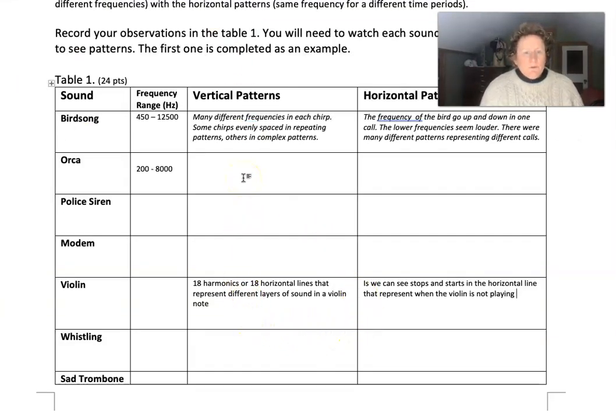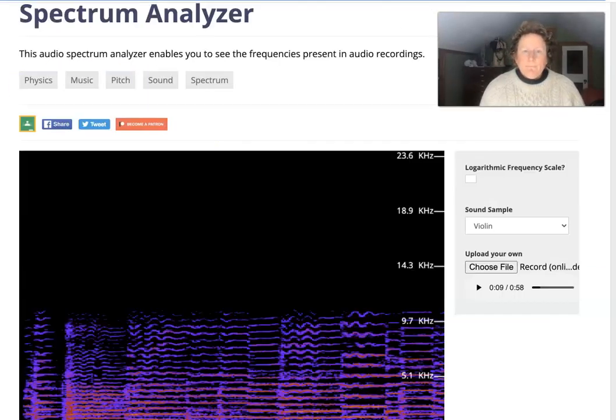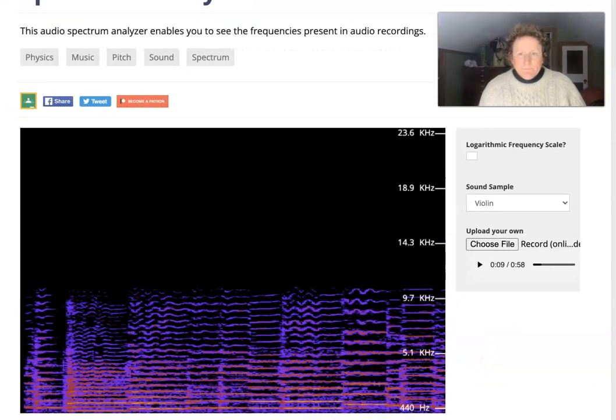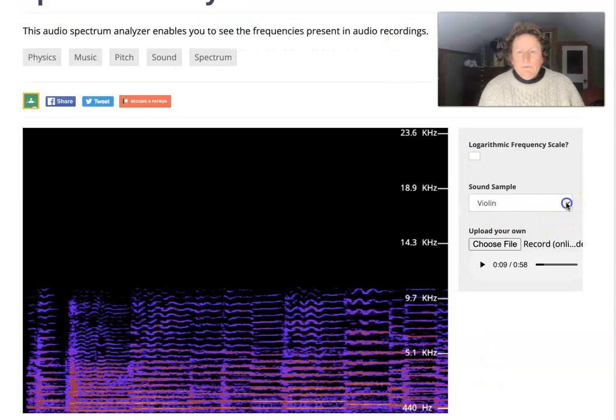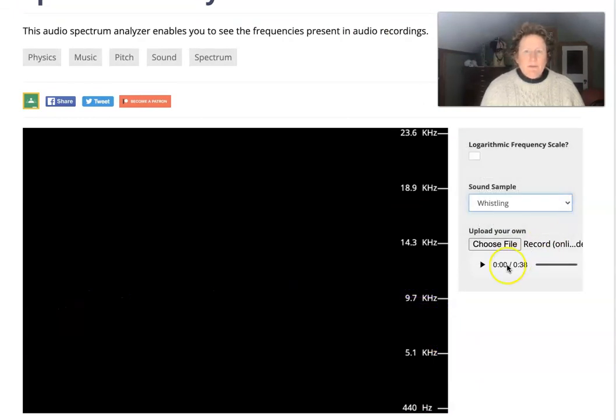We can contrast the violin with the whistling, which is very different. So let's go violin and let's go down to whistling here.